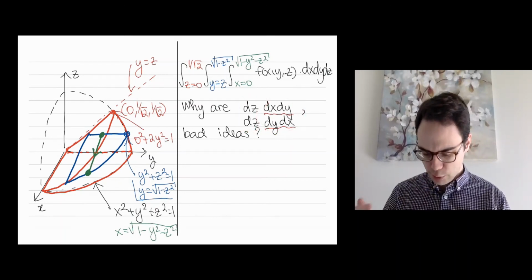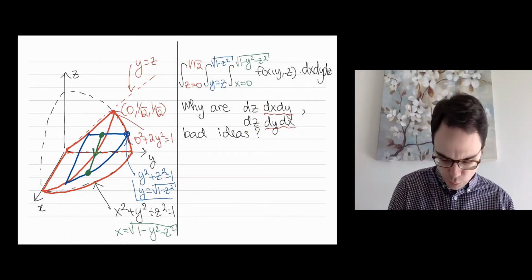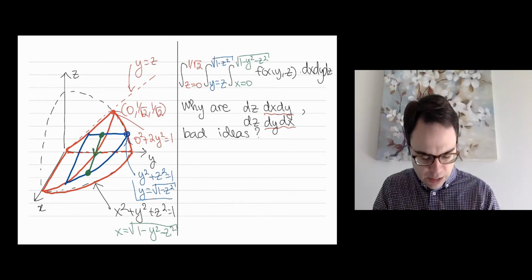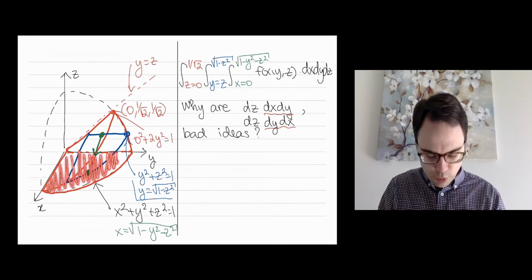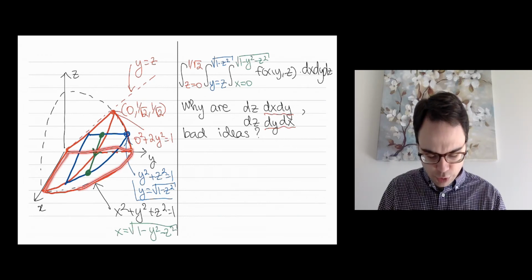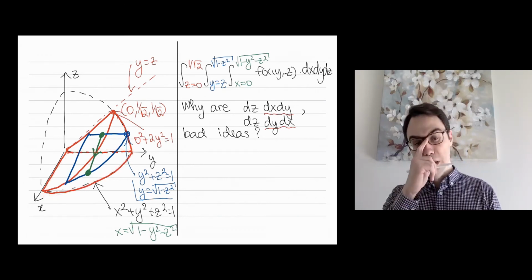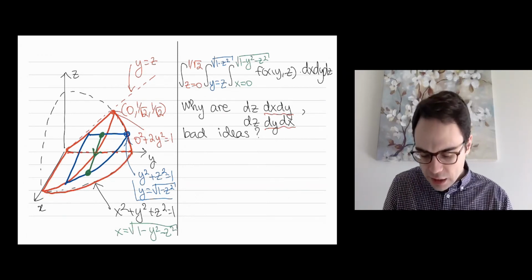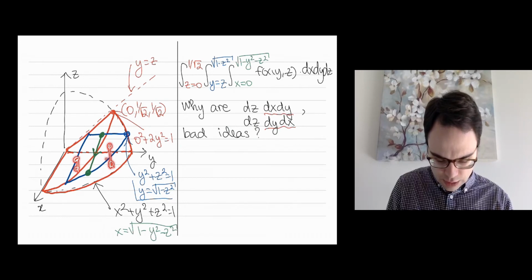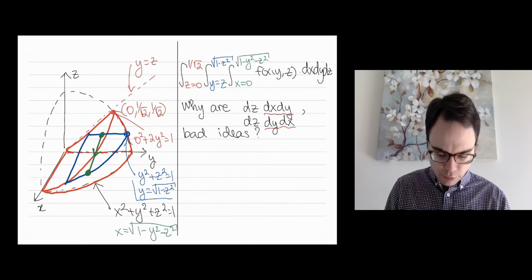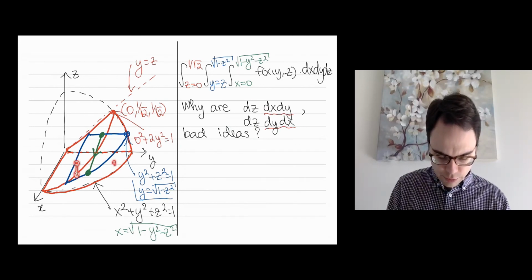Now here, if I did it in the order dz, dy, dx, the two outer variables would be dx and dy in one order or another. This could be interpreted as doing a double integral over the projection onto the xy plane. So we would be doing a double integral over this quarter disk, which in itself is fine, but then the innermost integral would be over these vertical line segments over here.